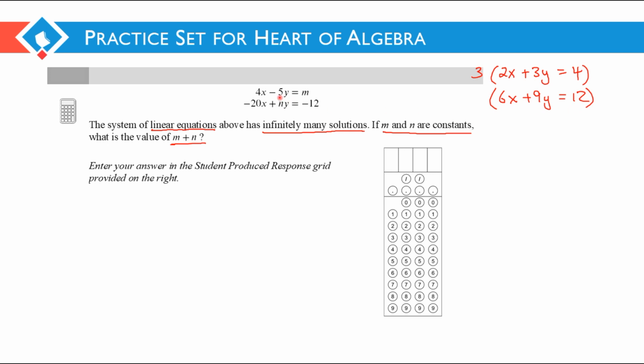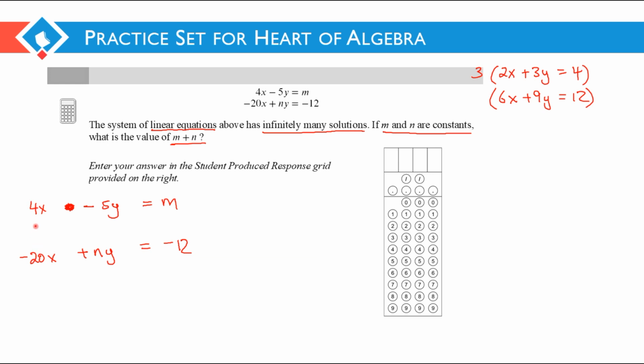So in this instance, we know that we have an x term, a y term, and a constant term, and it tells us it has infinitely many solutions, so we should be able to set up some kind of linear factor. So let's rewrite our expression here. I'm going to write it as follows. 4x minus 5y is equal to m. And I'm going to leave a little space here to give me negative 20x plus ny is equal to negative 12.